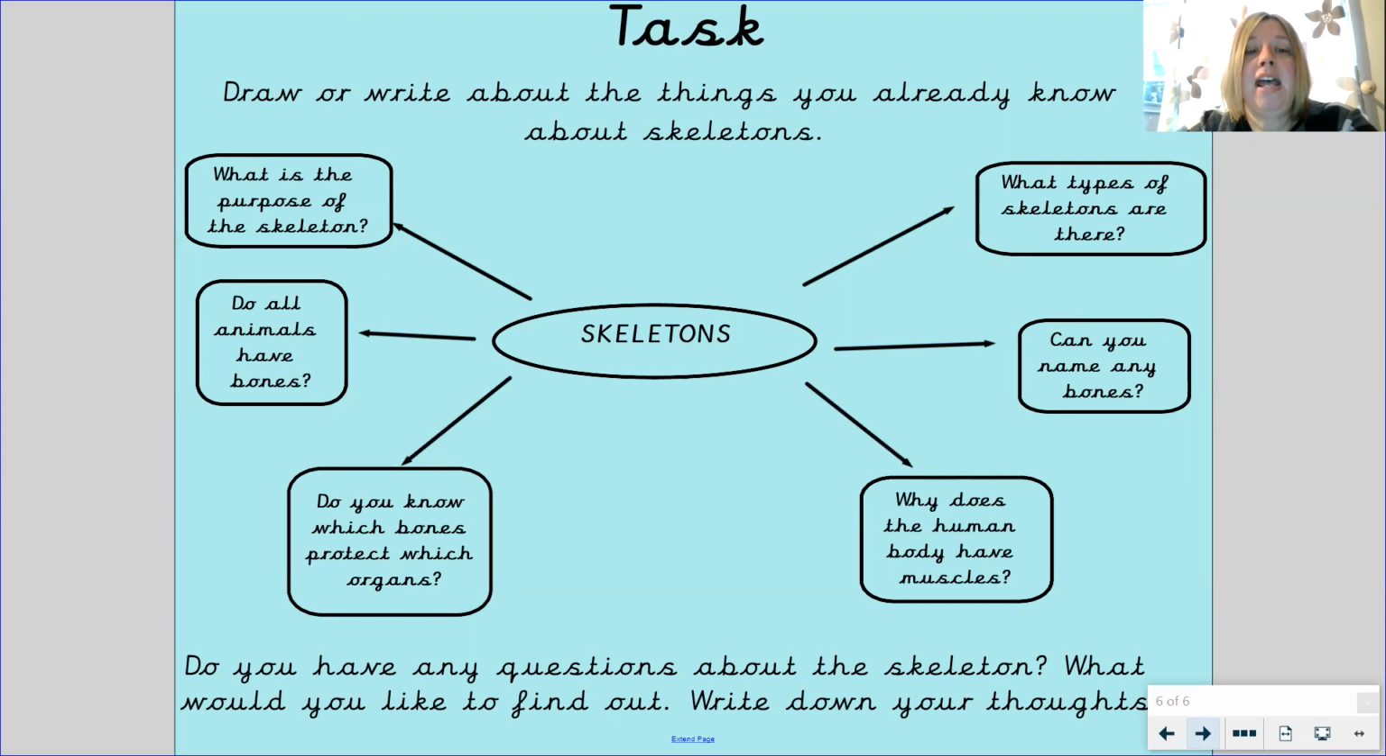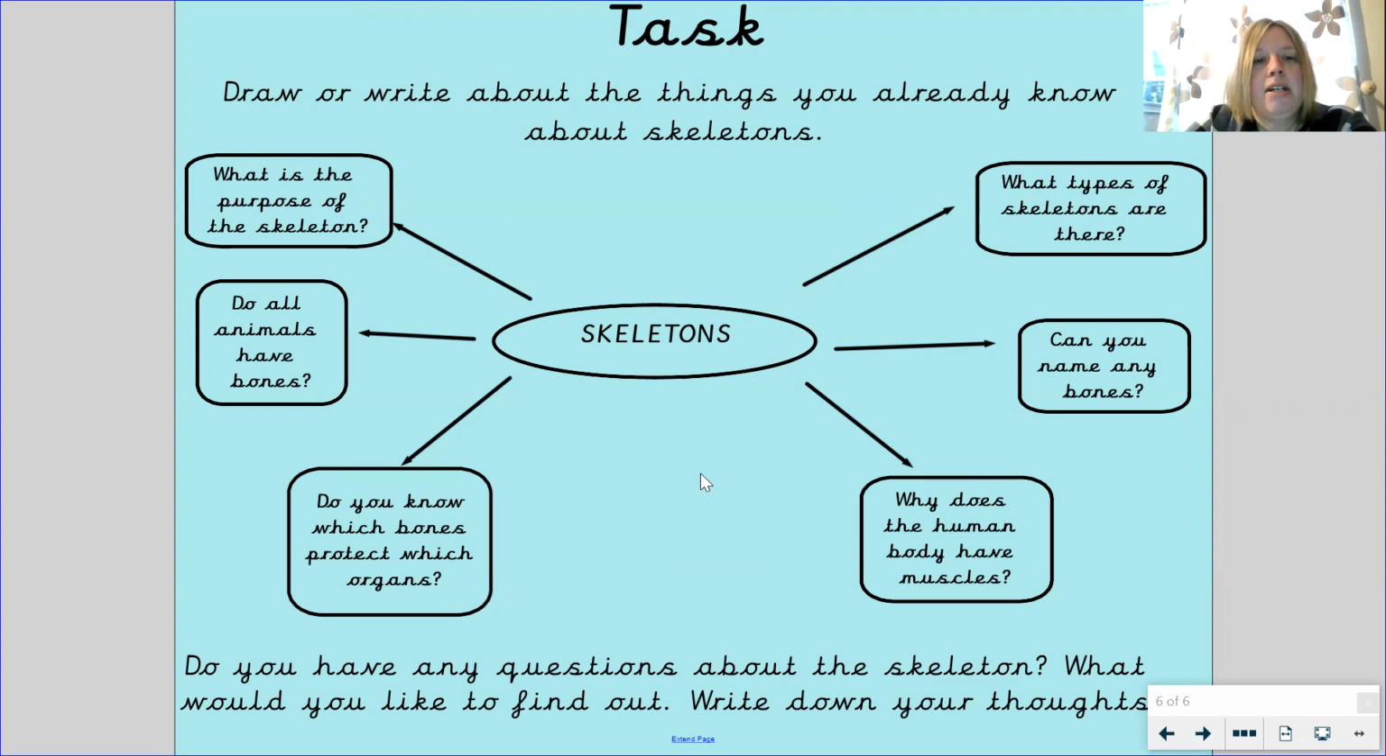Your task today is to draw or write about the things you already know about skeletons. So in the middle of your piece of paper, you need to write the word skeletons. And you're going to make a mind map answering these questions for me. Remember, you can draw a picture to show me what you know, or you can write down what you know.